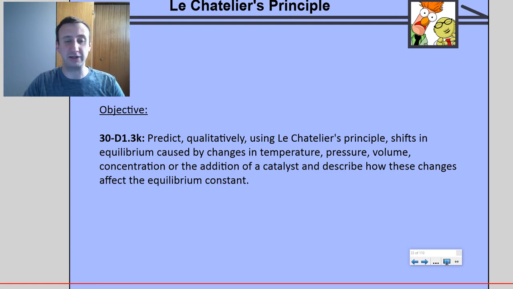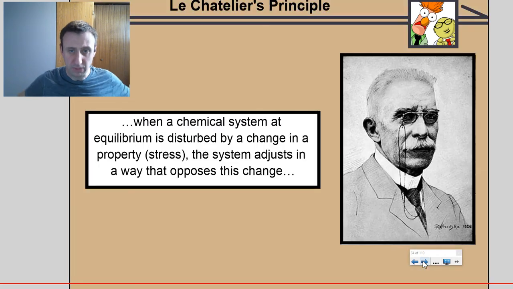So anyways, here's the objective. It's to predict qualitatively, using Le Chatelier's principle, shifts in equilibrium caused by changes in temperature, pressure, volume, concentration, or the addition of a catalyst, and describe how these changes affect equilibrium constants. So here is Le Chatelier's principle.